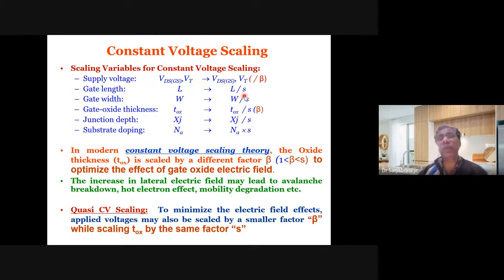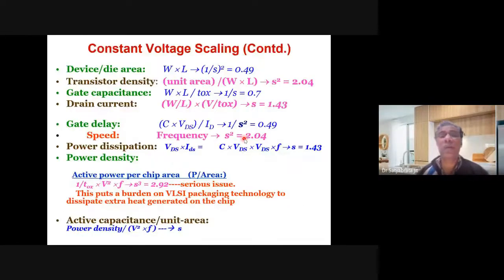In actual constant voltage scaling, all the voltages are constant and only the dimensions are scaled down by the S factor and doping concentration by the S factor, right? Now the interesting part is that the size is reduced by 50%, transistor density doubles, and the drain current, which earlier decreased, is now increased. The important thing is that speed has become more than double. Power dissipation has increased: earlier it was 50%, now it is 1.43 times, but speed has increased. So in one way we get very high speed, but the disadvantage is that power dissipation is more.